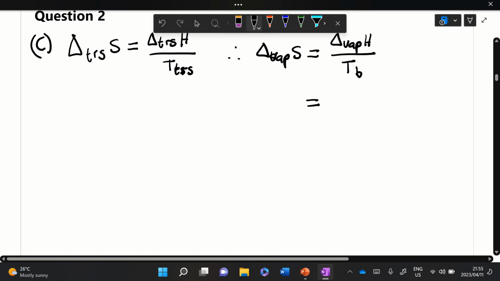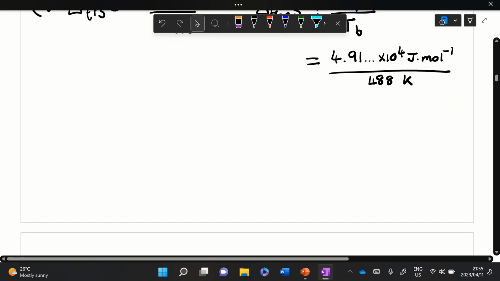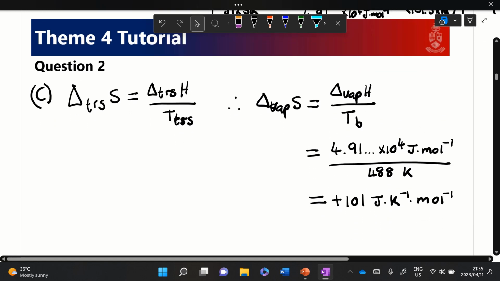So that's why we calculated it. So this is then equal to 4.91 times 10 to the power 4 joule per mole divided by 488-ish Kelvin, which then gives us plus 101 joule per Kelvin per mole. Yeah, which of course is positive.